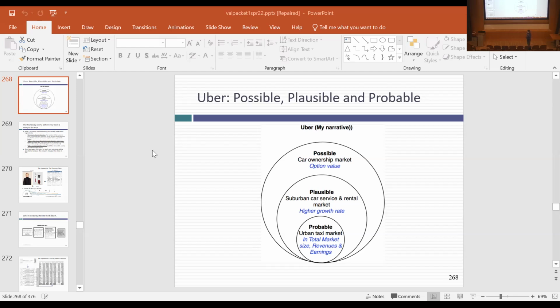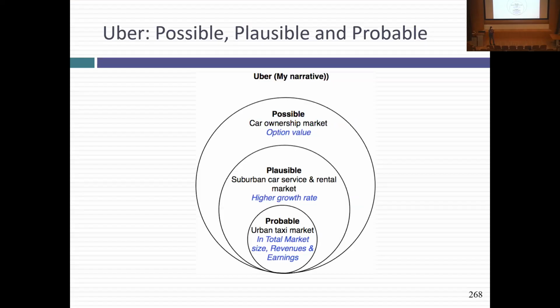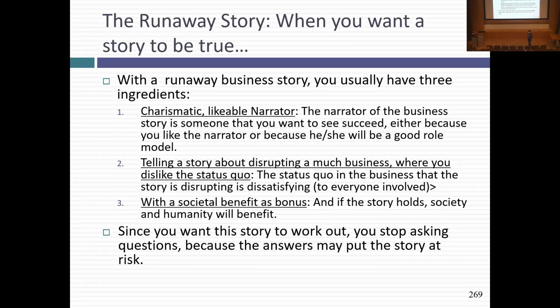Now, before we leave this part of the storytelling, I want to talk a little bit about some cases where you want a story to be true so much that you stop asking questions. I call these runaway stories. And let me explain what I mean by runaway stories. Usually in these stories, you've got a storyteller who's charismatic. You want the person to succeed. Second, they're telling a story about disrupting a business you've never liked. And third, along the way, they're telling you they're going to make the world a better place.